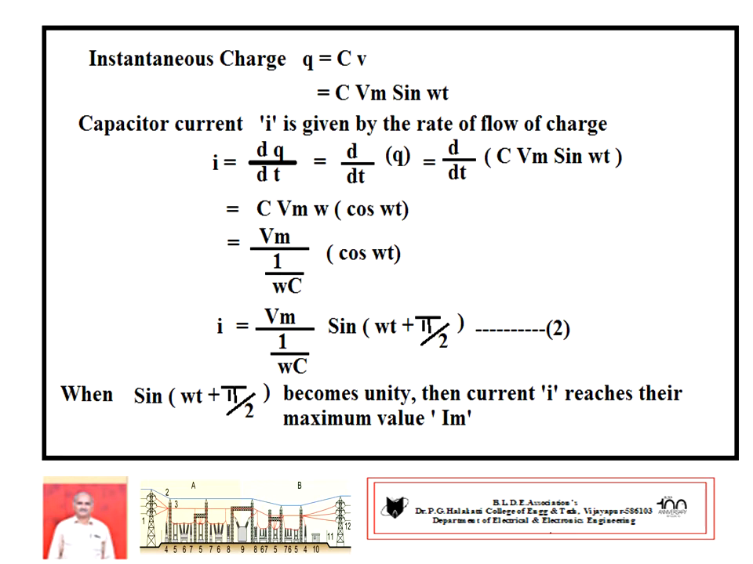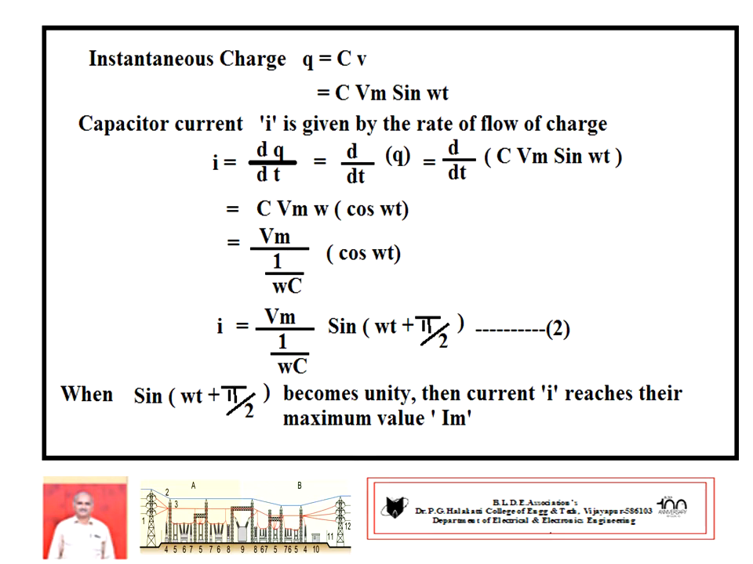It is a well known fact that capacitance C equal to Q by V. By using this relation, we can write the instantaneous charge small q equal to C into V, where V is the instantaneous applied AC voltage. Therefore, you can replace the instantaneous voltage small v equal to Vm sin omega t. Therefore, the instantaneous charge q equal to C into Vm sin omega t.